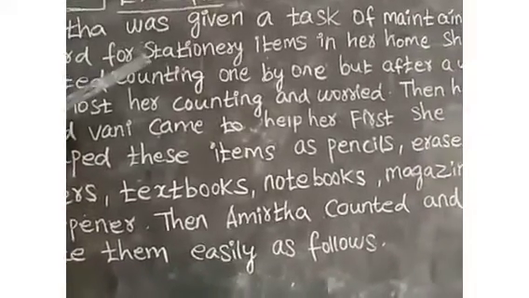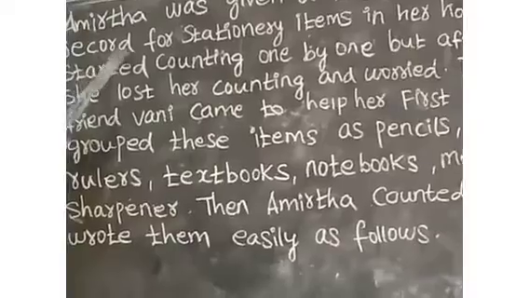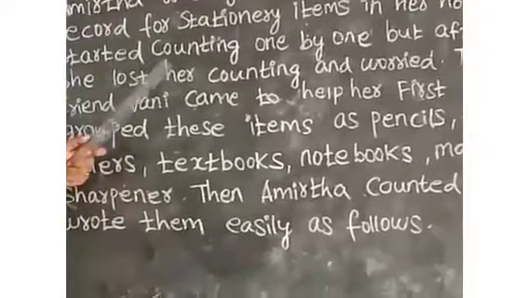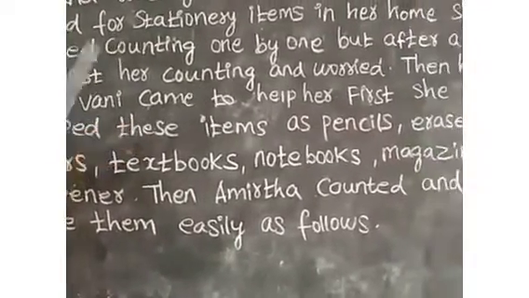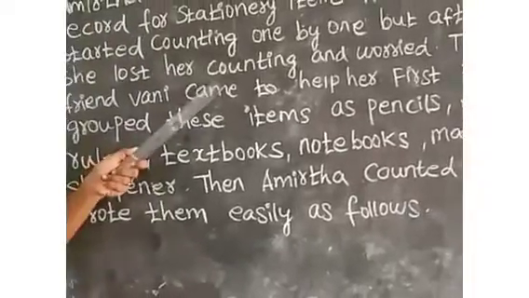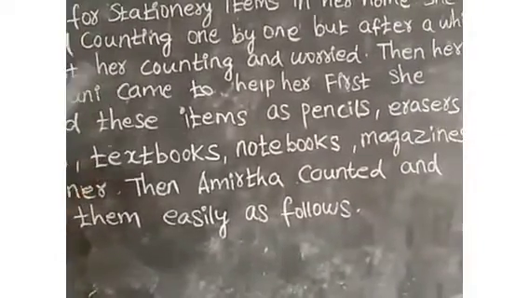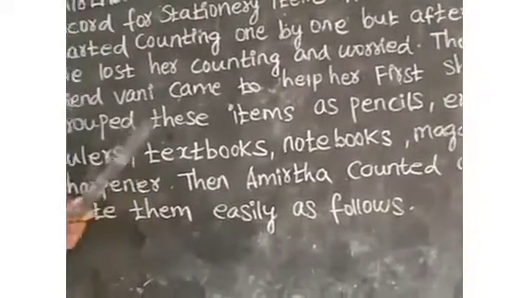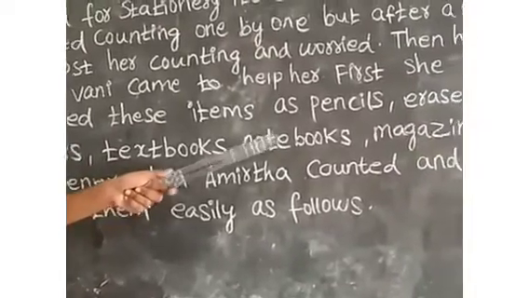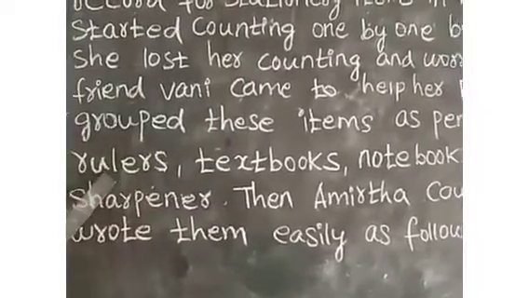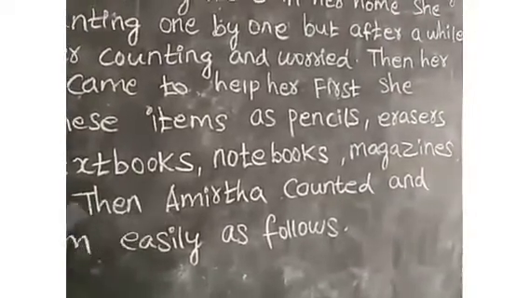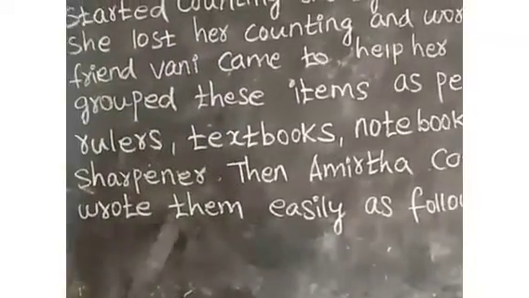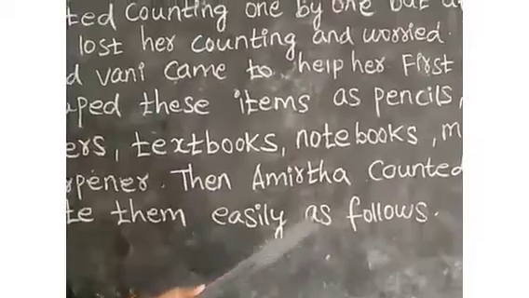Amrita was given a task of maintaining a record for stationery items in her home. She started counting one by one, but after a while she lost her counting and got worried. Then her friend Vani came to help her. First, she grouped these items as pencils, erasers, rulers, textbooks, notebooks, magazines, sharpener. Then Amrita counted and wrote them easily as follows.